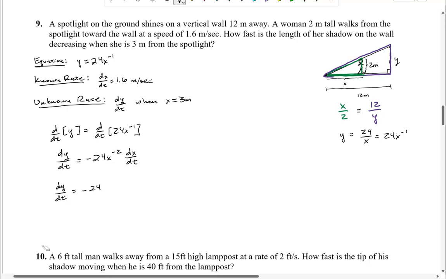Now we plug in the given values, so we plug in the 3 for x, and dx/dt is 1.6. This simplifies to negative 12.8 over 3, which approximates to negative 4.267 meters per second.